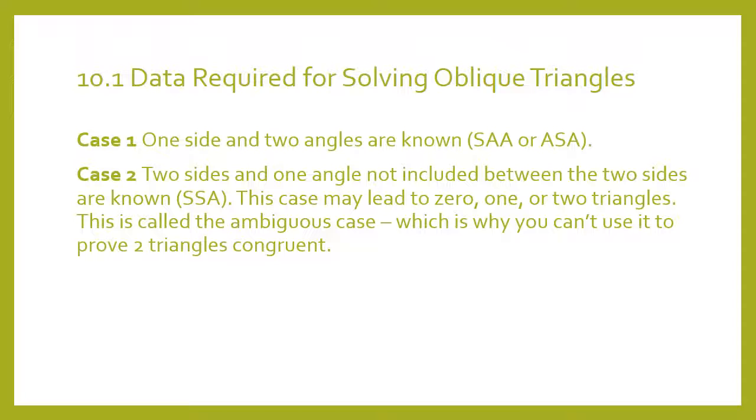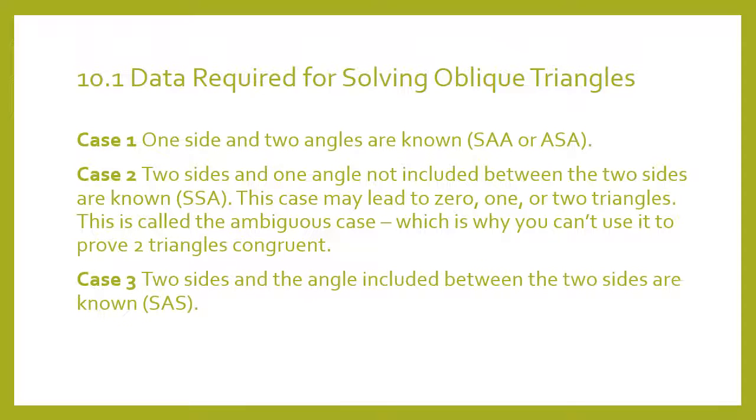Now, that doesn't mean you can't solve the remaining measurements of a triangle if you have 2 sides and the angle not in between. However, it's a little tricky because it could be that you don't actually have a triangle, or that you have one unique triangle, or that you have 2 triangles. And when you have 2 triangles, you have to actually figure out all the measurements for both. This is called the ambiguous case, and again, that's why you can't use it to prove 2 triangles congruent.